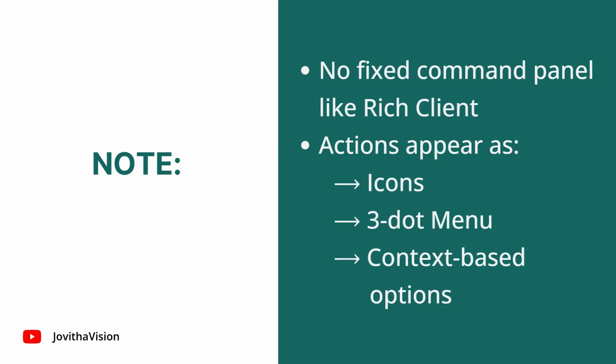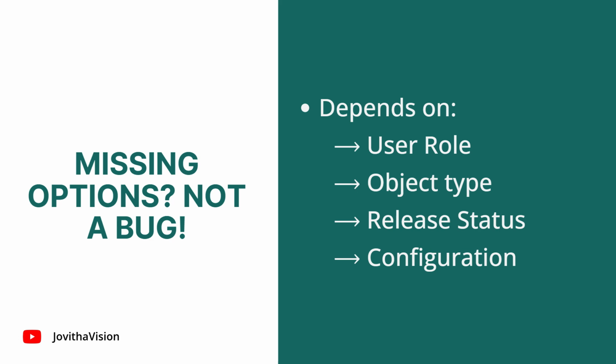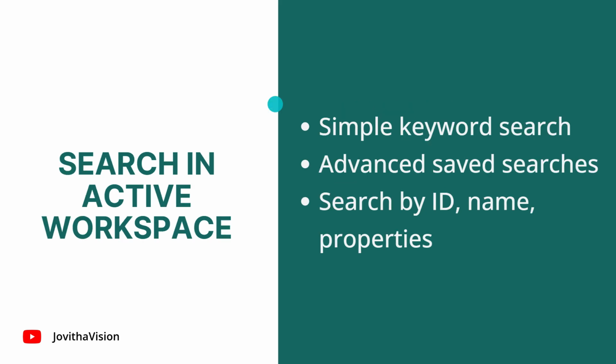In AWC, you won't always see a separate command panel like in Rich Client. Instead, actions appear as icons or inside three dot menus or as context based options. And this depends on user role, object type, release status, and configuration. So, if an option is missing, it's not a bug, it's expected behavior based on access control.